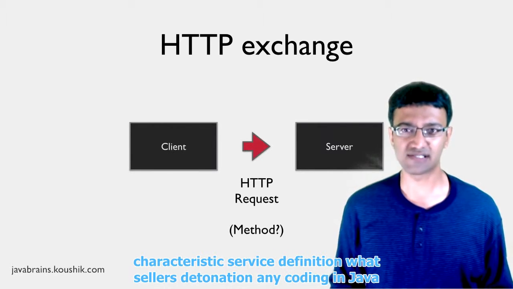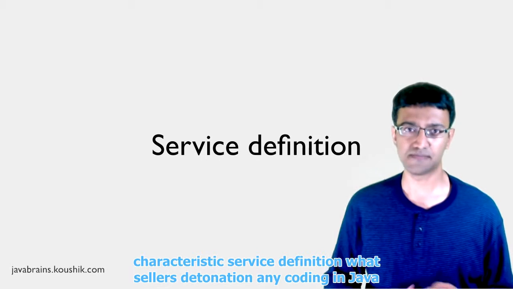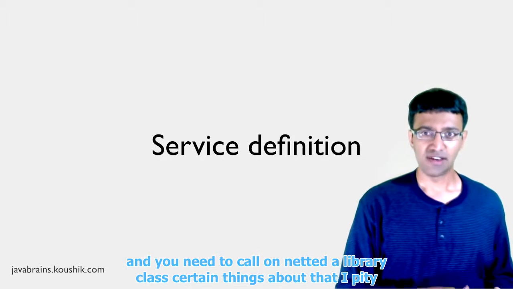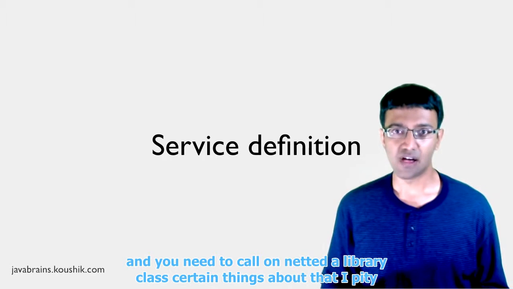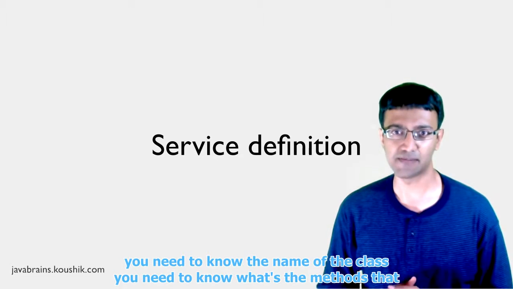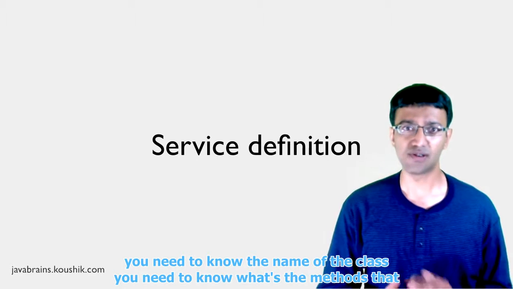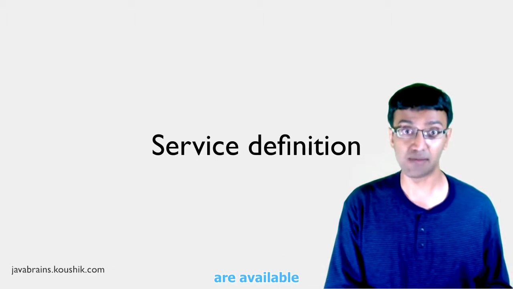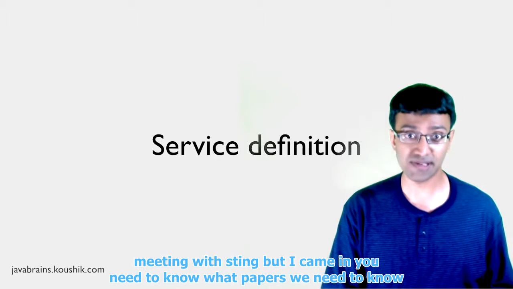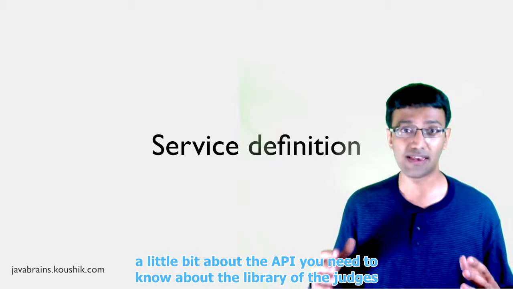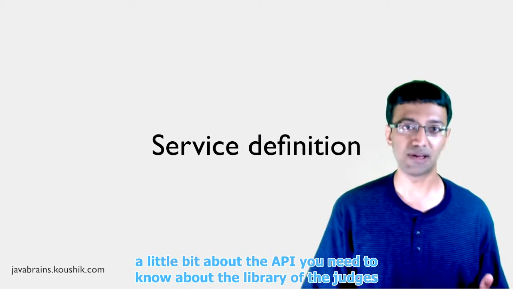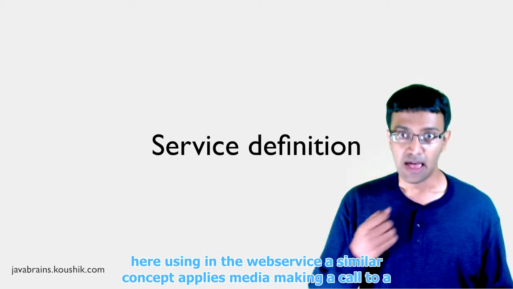Let's look at the next characteristic, service definition. What's service definition? When you're coding in Java and you need to call a method of a library class, you need to know certain things about that library. You need to know the name of the class. You need to know what methods are available. You need to know what the input arguments are. You need to know what the return type is. So you need to know a little bit about the API, right? You need to know about the library, about the jar that you're using.